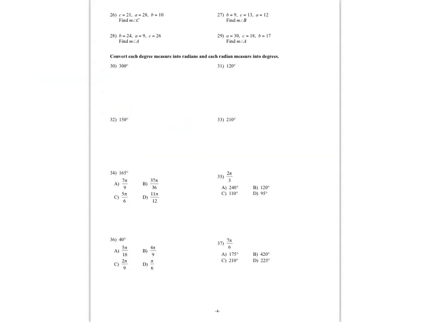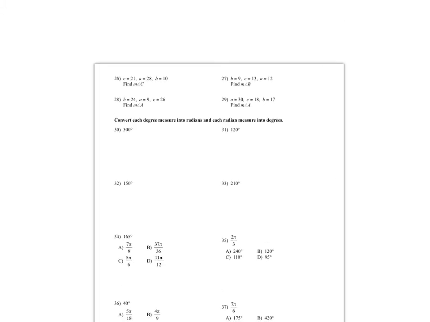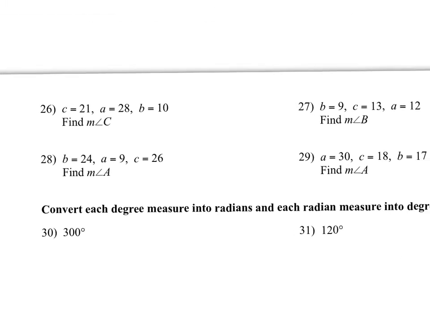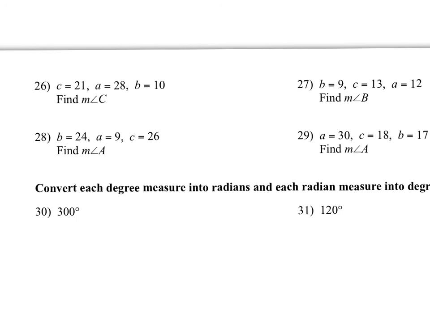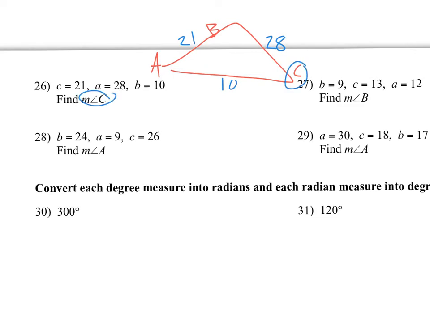Looking at 26. We got A, B, C. I'm already feeling law of cosines here because I see 3 different side lengths. So 21, 28, and 10. We care about angle C, so that's the one I'm going to set up as my law of cosines.